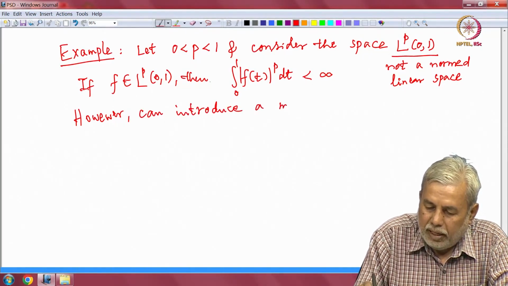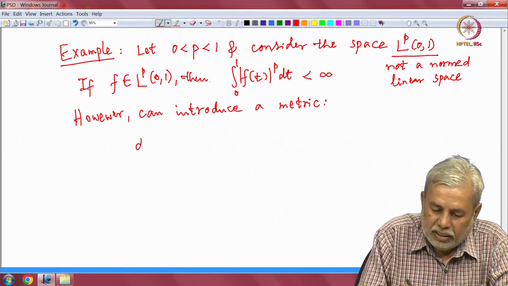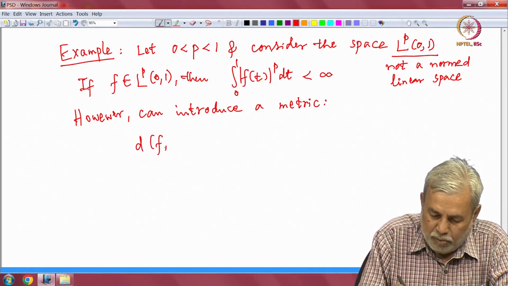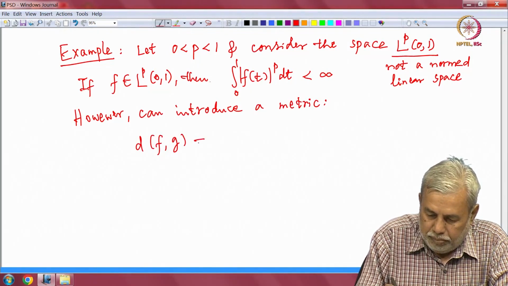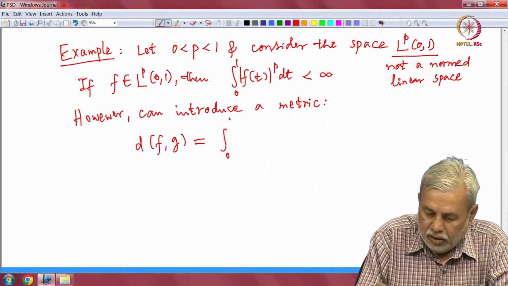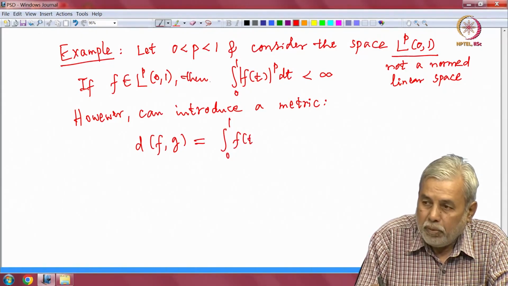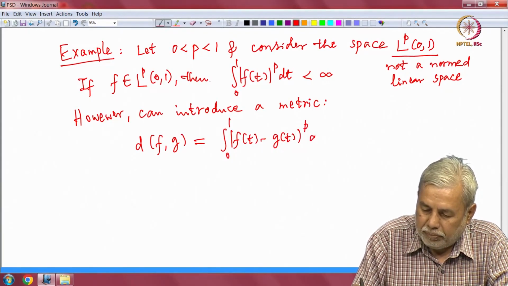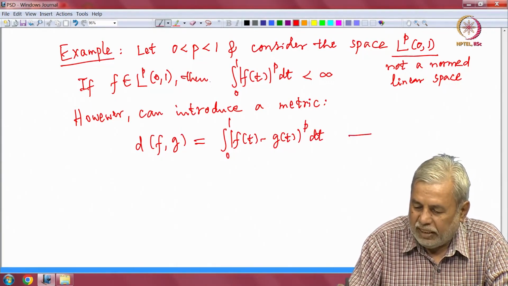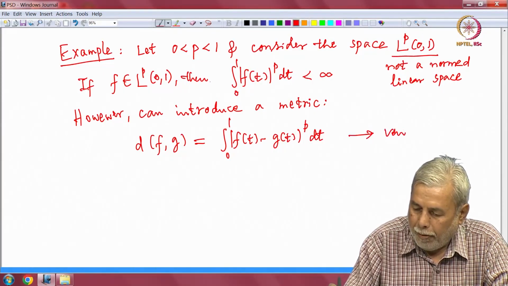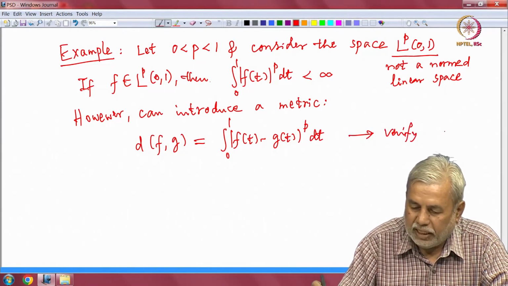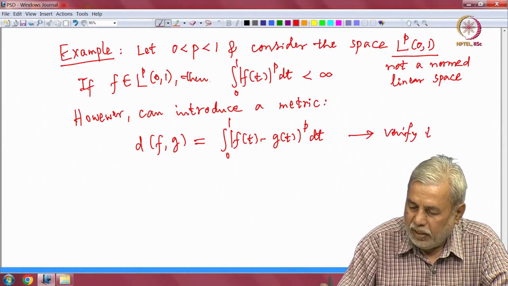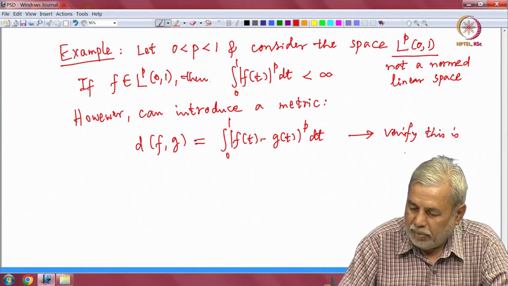A metric in LP. So, this is just d(f, g) equals the integral of |f(t) - g(t)| to the power p dt. So, verify this is a metric. That is an easy exercise. This is a metric.